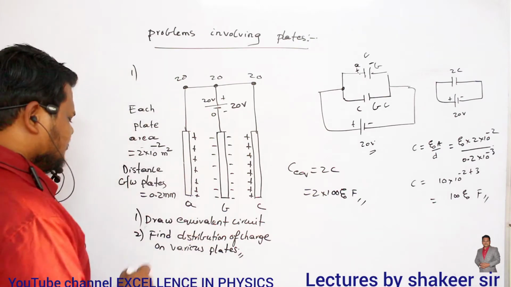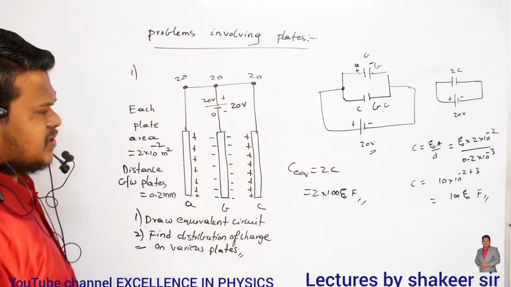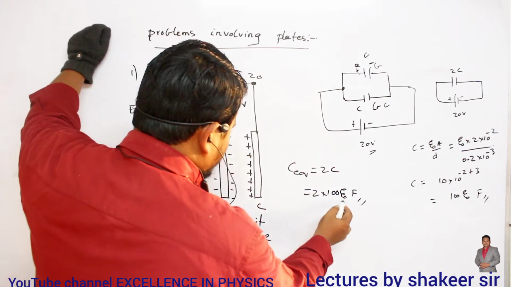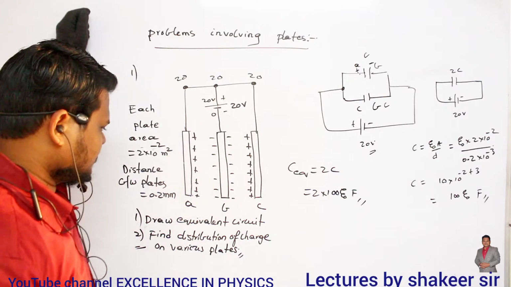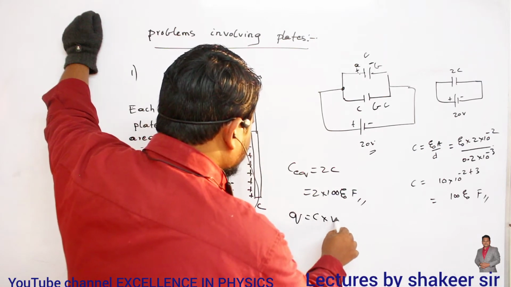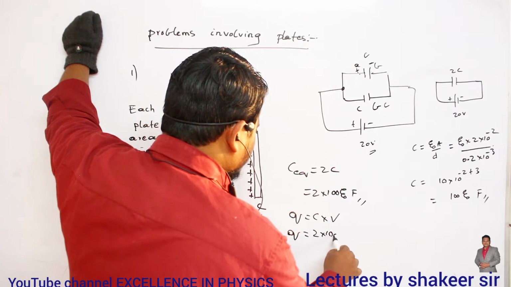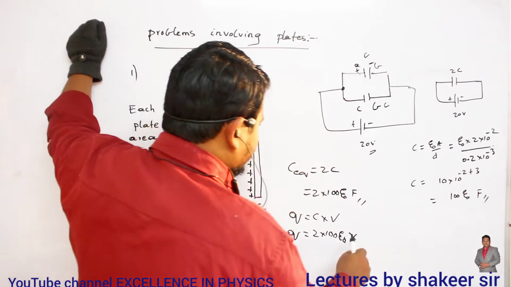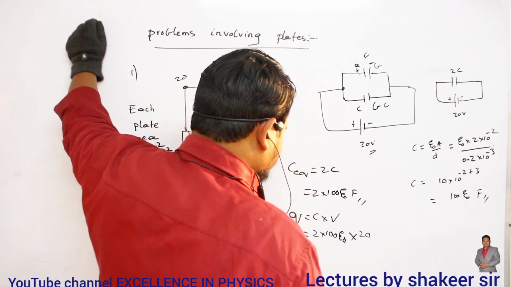Okay. So after this, the distribution of charge is also being asked, no? So what is the total equivalent capacitance here? Total equivalent capacitance is 2 into 100 E naught farads. Clear? So therefore, what is the total charge drawn from the battery? Q is equal to C into V. So Q is equal to capacitance, 2 into 100 E naught, multiplied by potential. What is the potential of this battery? 20. That's all. So therefore, Q is equal to how much?